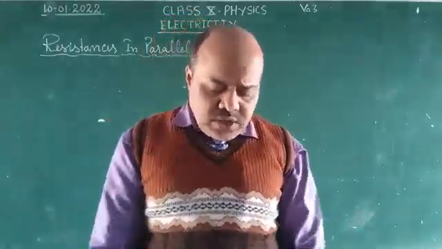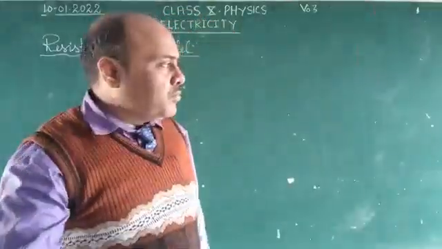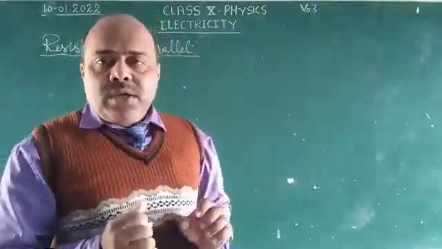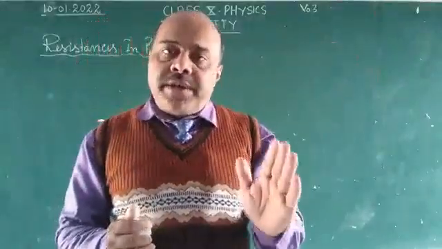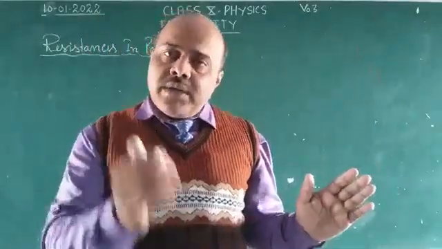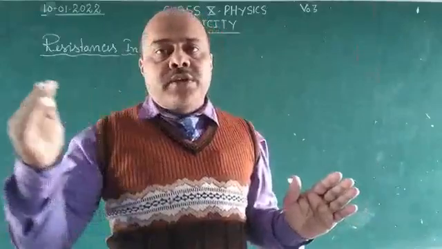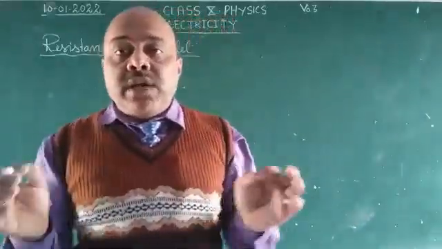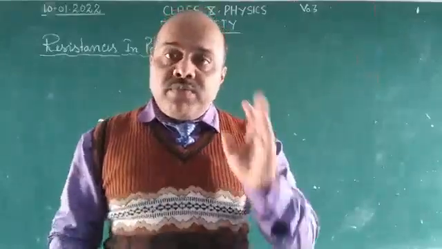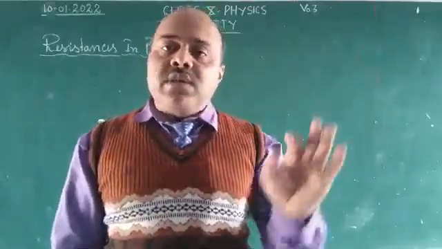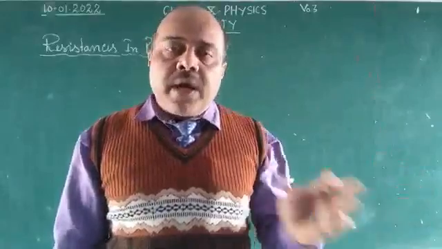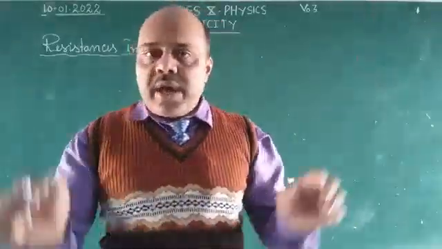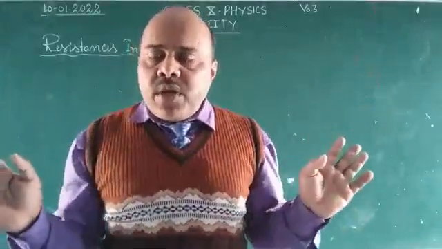Dear student, in parallel combination of resistances, when two or more resistances are connected in parallel, the first end of all the resistances is connected to the first common point, and the other end of all the resistances is connected to the second common point. Both ends are connected to the battery and the key.